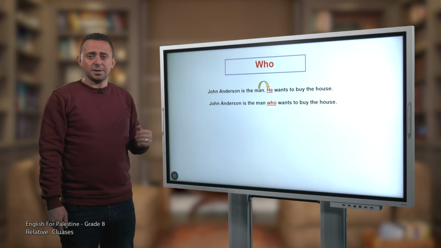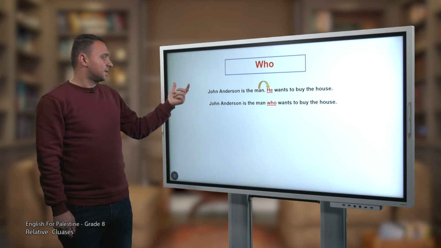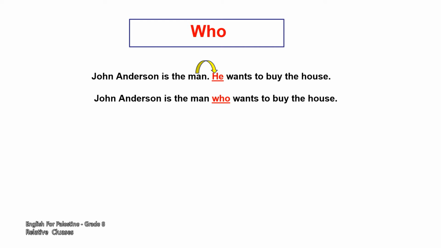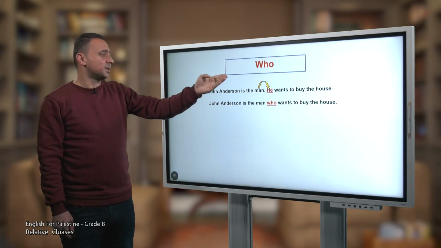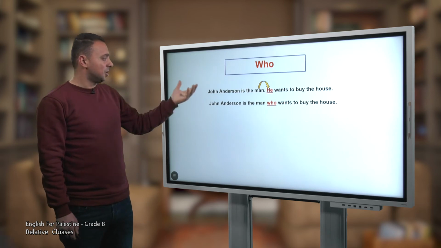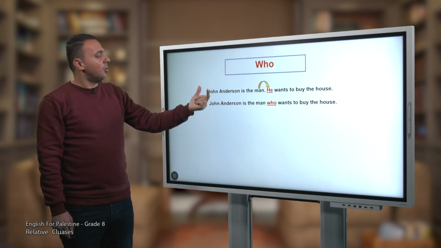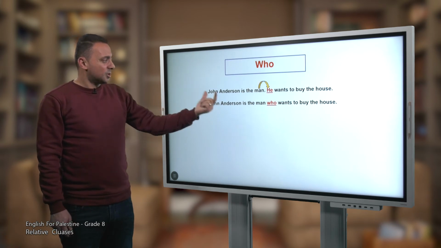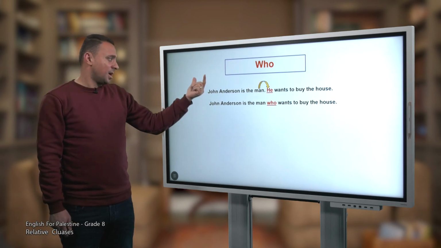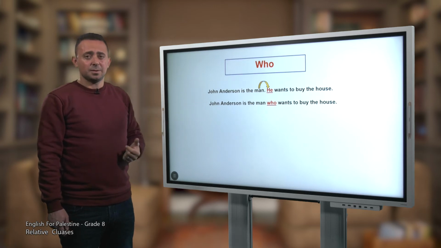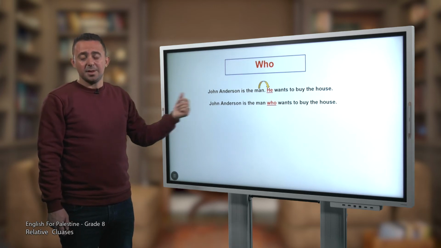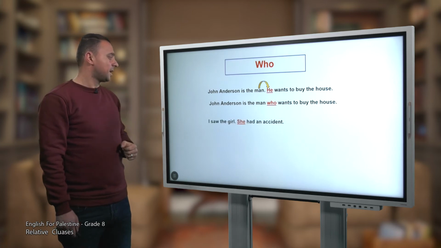What have we done, dear students? The first sentence, John Anderson is the man, remains the same. We deleted the full stop and the pronoun he because he is the subject, and we replaced them with who. And then we wrote the rest of the sentence to become John Anderson is the man who wants to buy the house. We used who since we are talking here about a person, not a thing. Let's go to the next example.